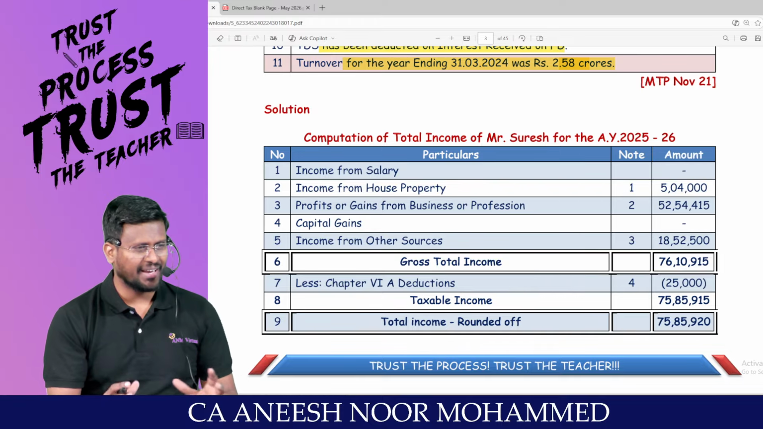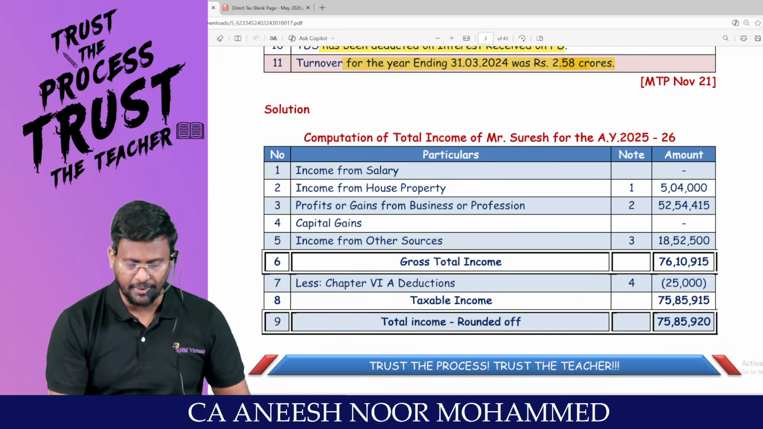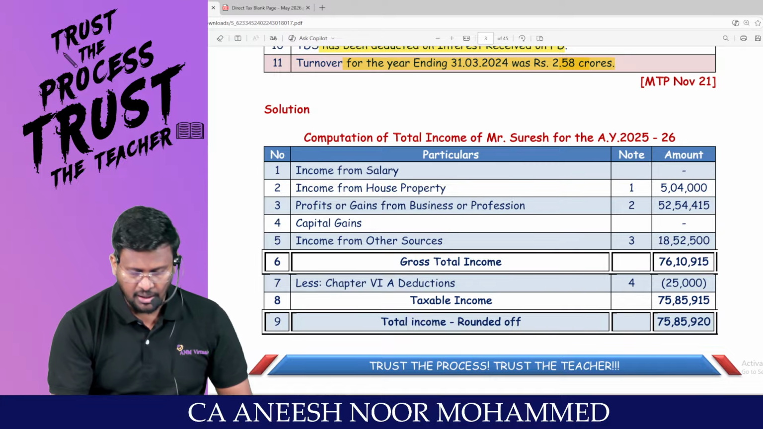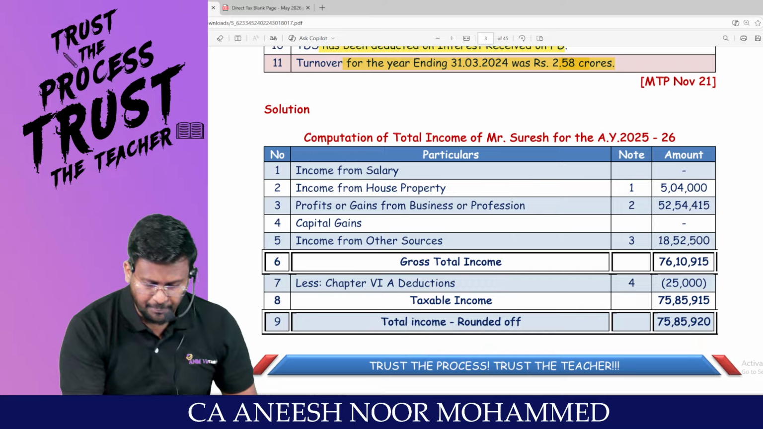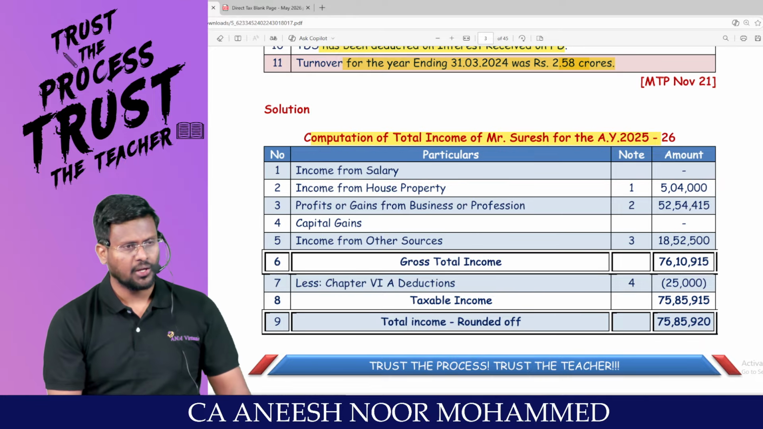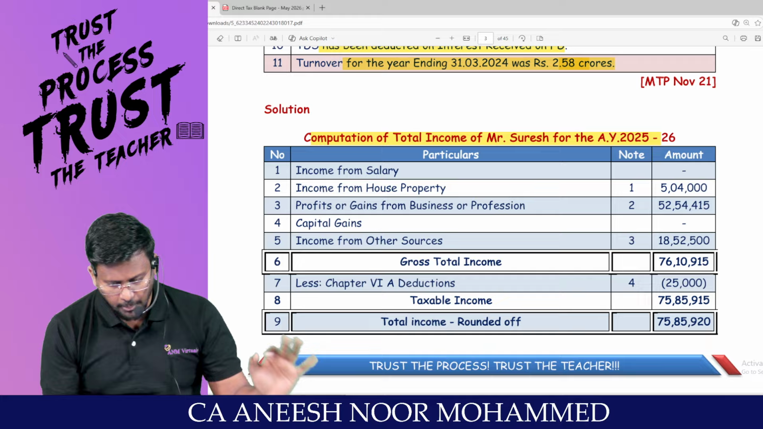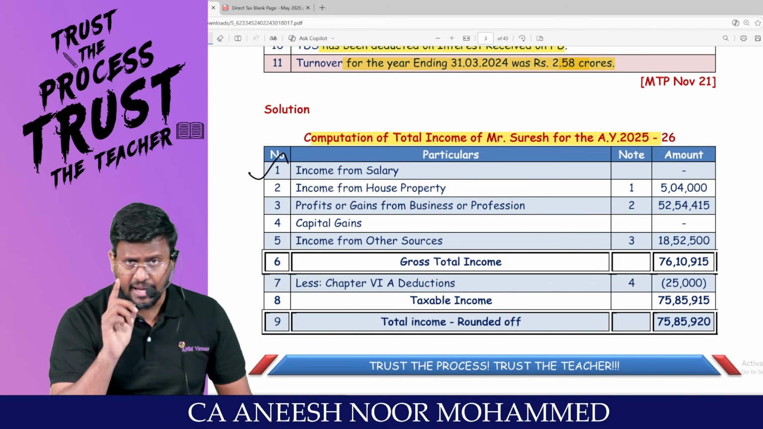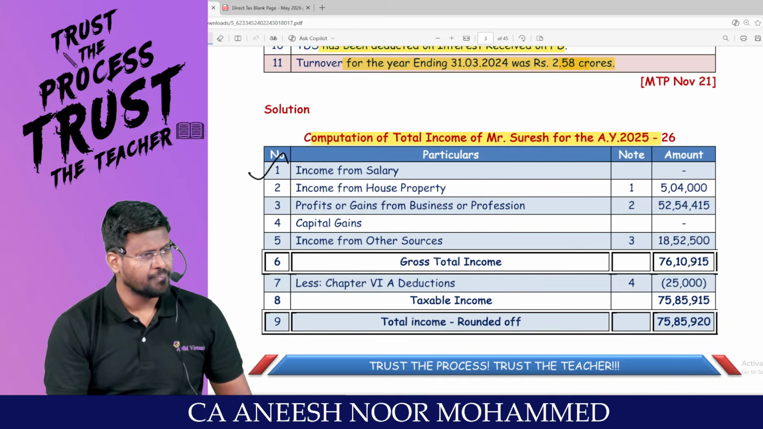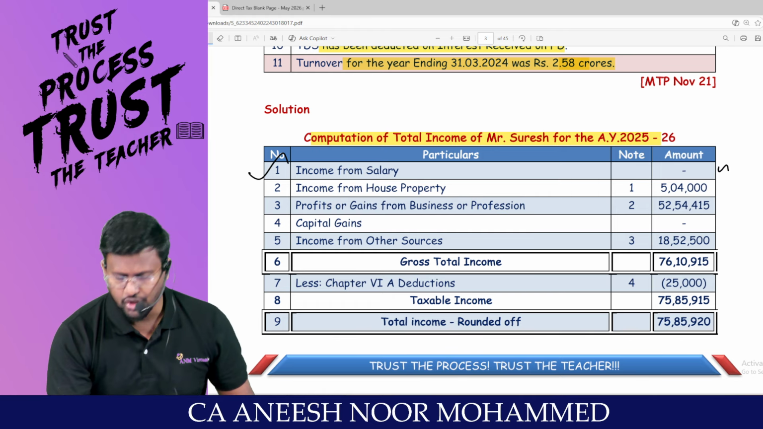Beautiful question. Like this, a 15-mark question will be tested in exam. Always, when a question like this comes in exam, first write the master table. Computation of total income of Mr. Suresh. Number 1, income from salary. Is there any details regarding salary? Still write it and put a dash.